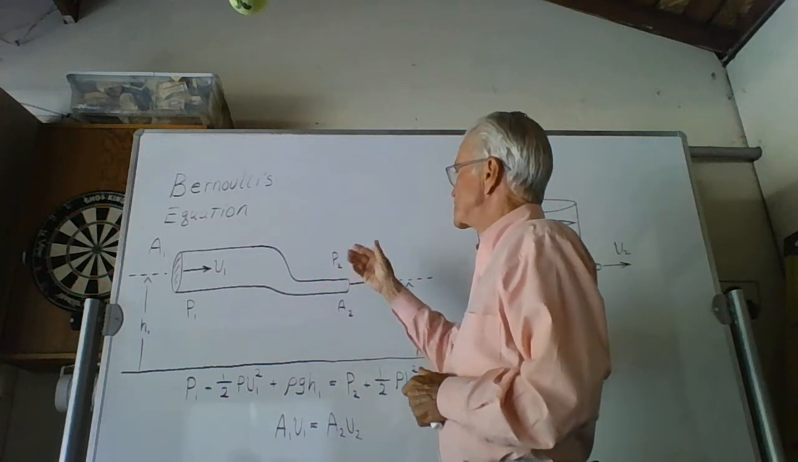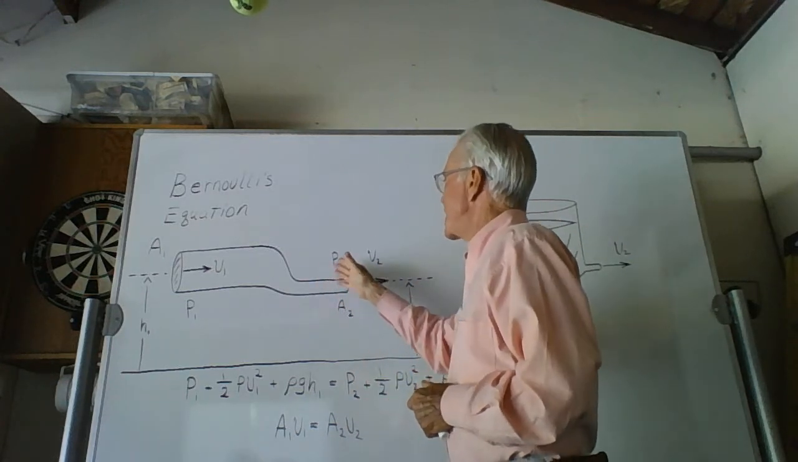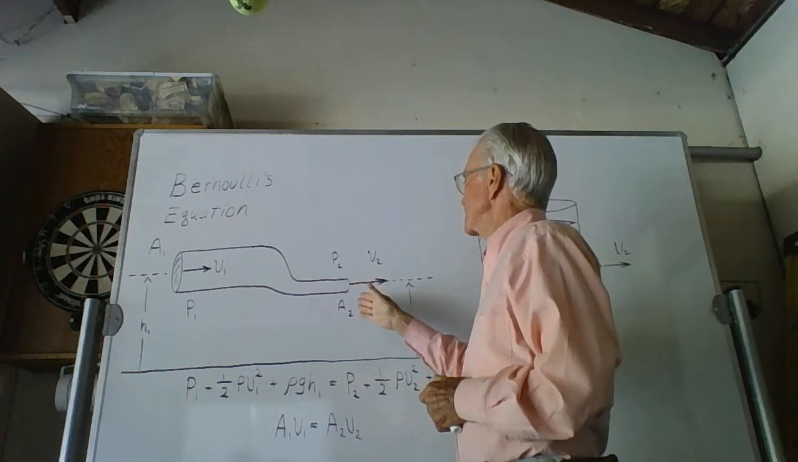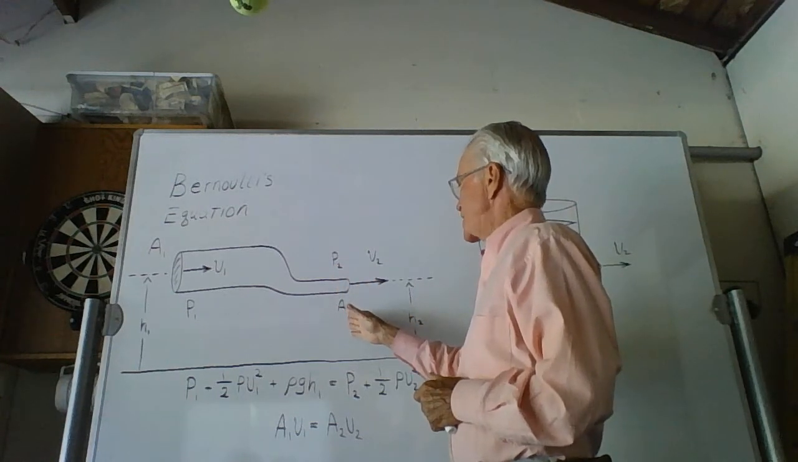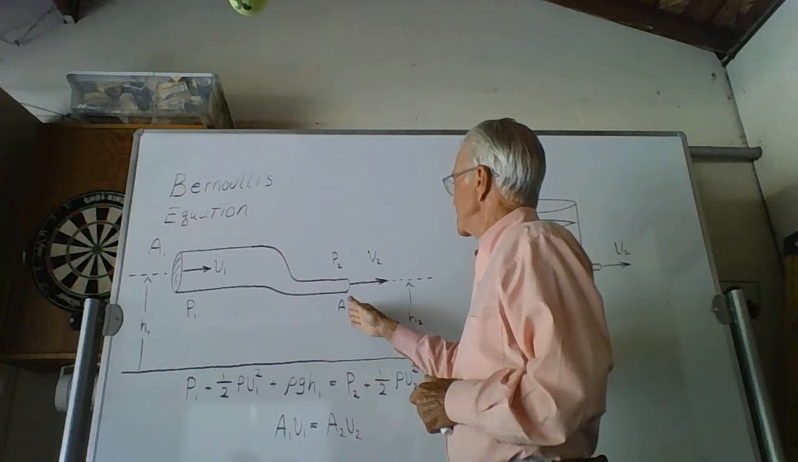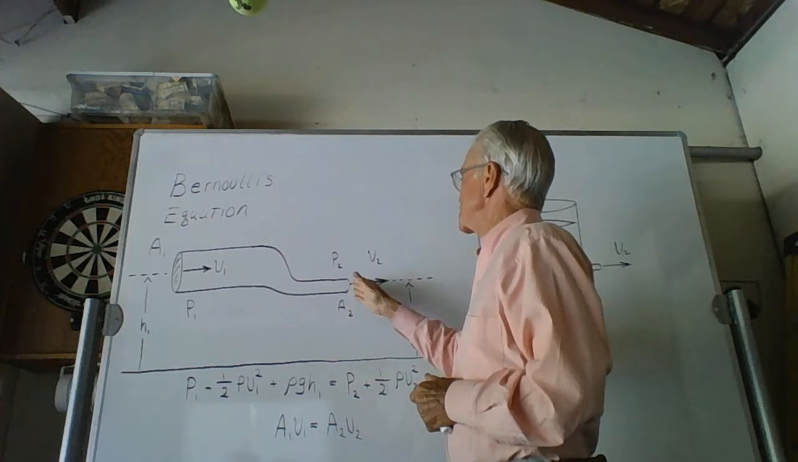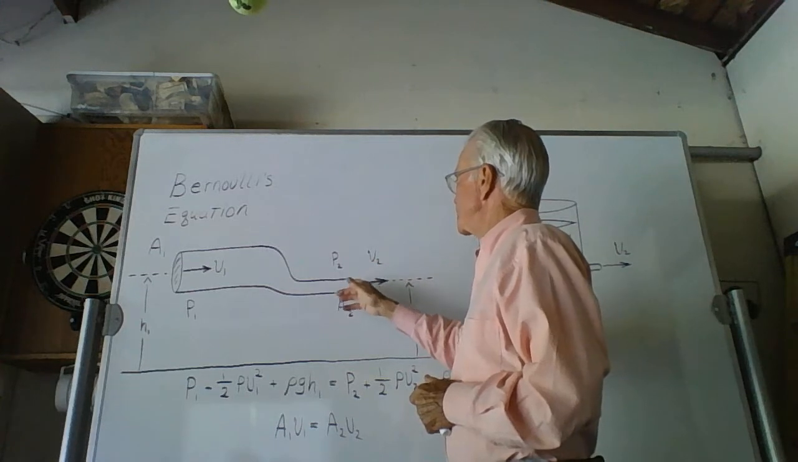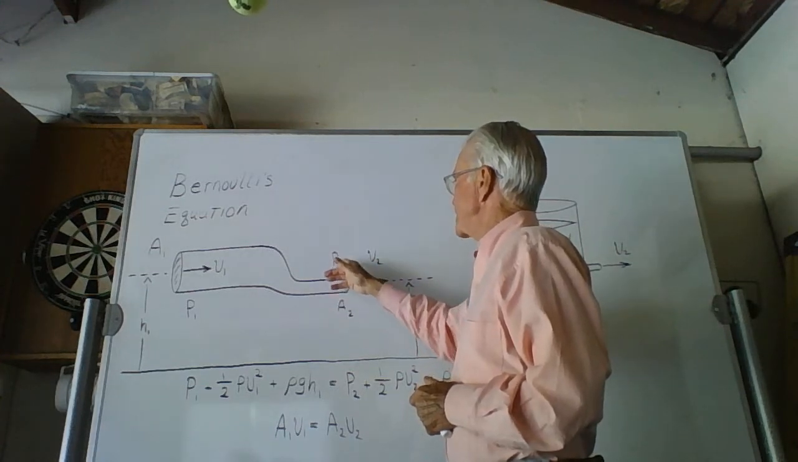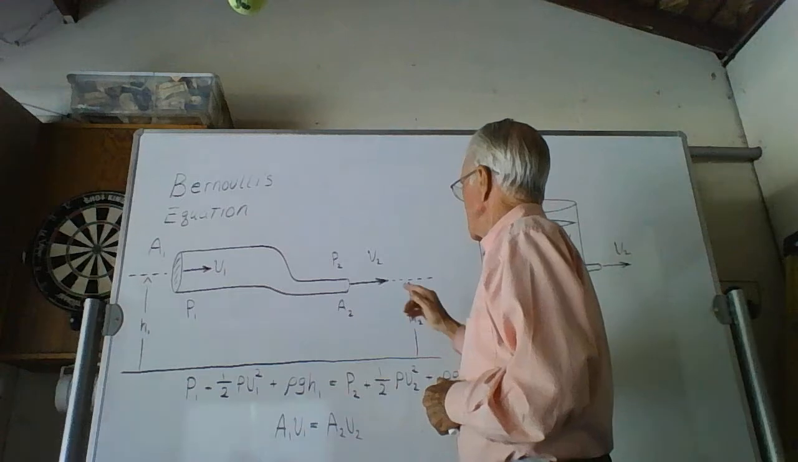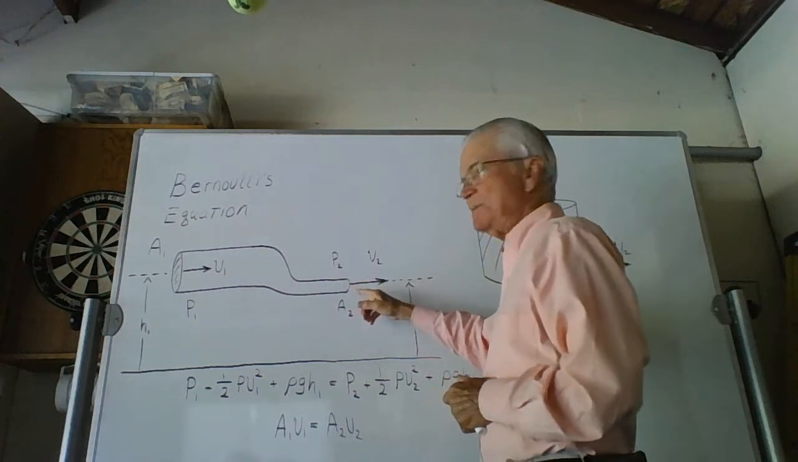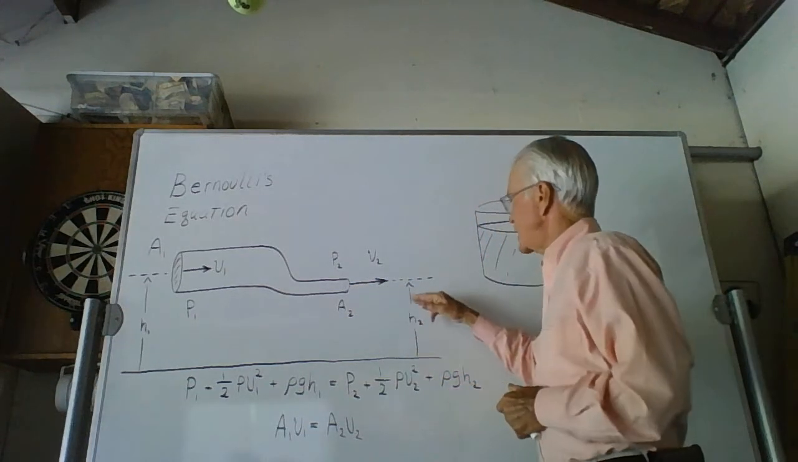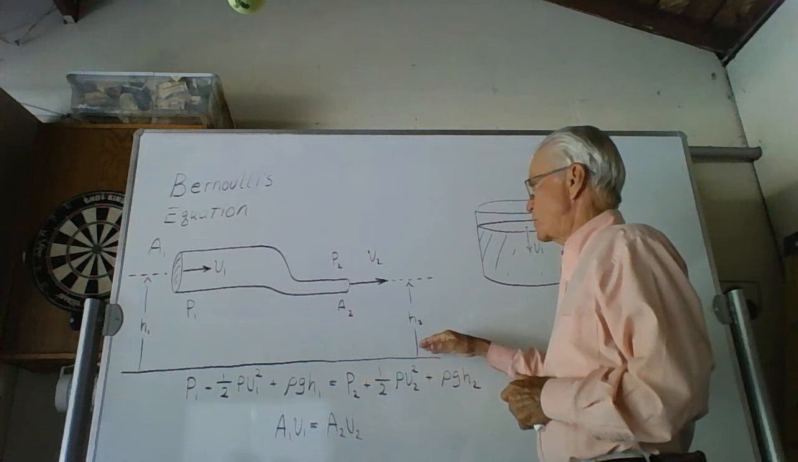We have similar variables at the right end of the pipe, which has a cross-section A2. The speed of the water at that point is V2, and the pressure in the water at that point is P2. The center of this portion of the pipe is at height H2 above the ground.